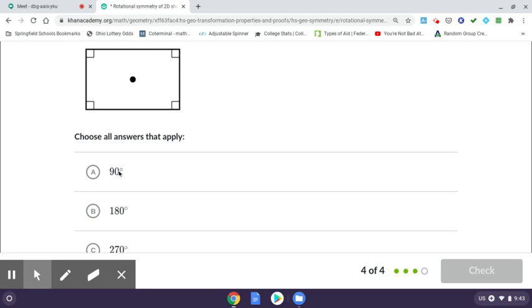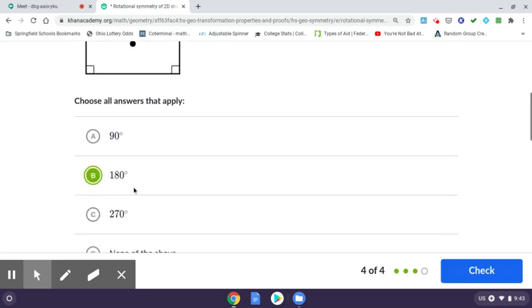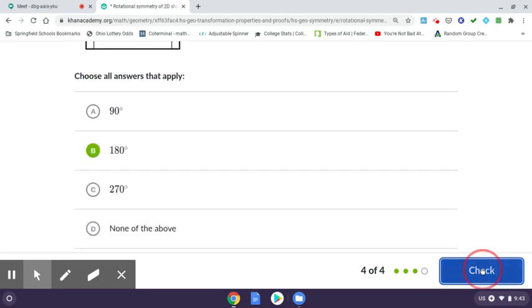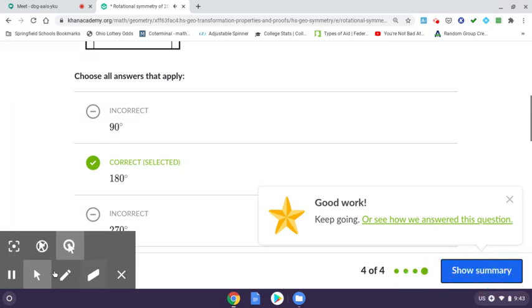90, nope, 90 is a factor of 180, but it's not a multiple. There's 180. 270 isn't, so there's my answer. Hopefully that helped.